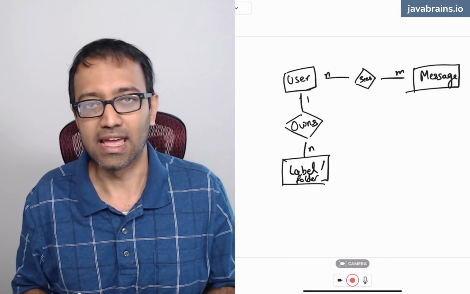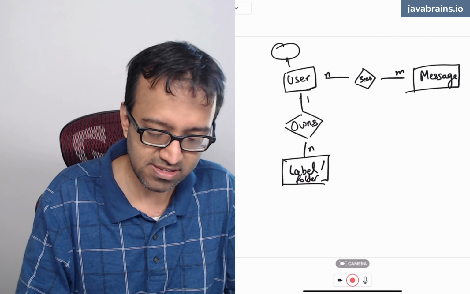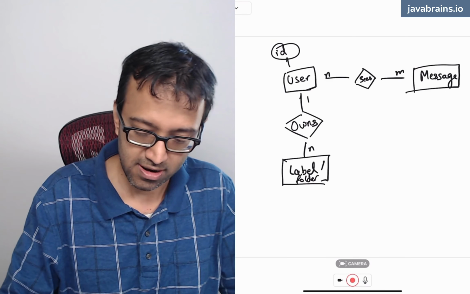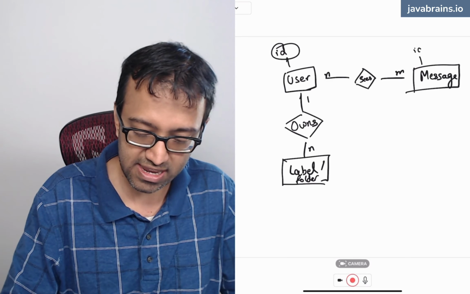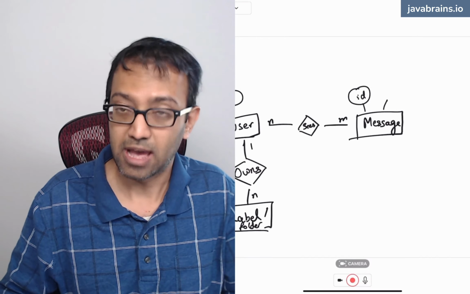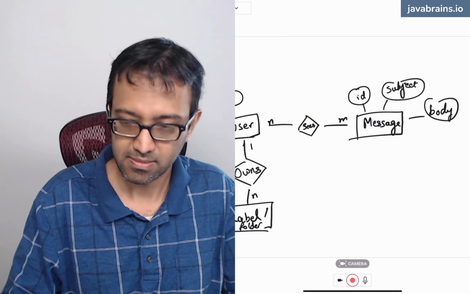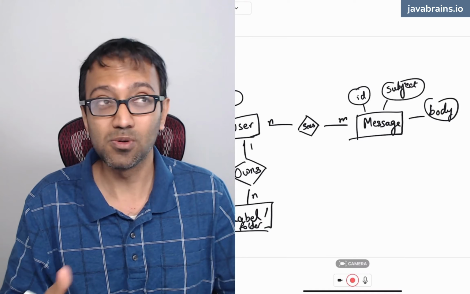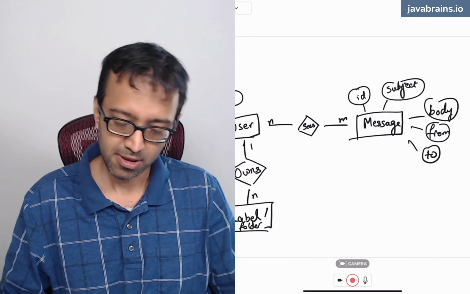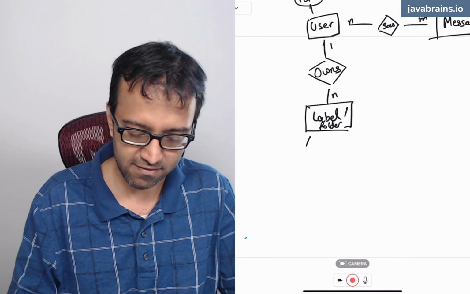Now, each of these entities has properties, and you usually annotate it in the ER diagram with this circle kind of a thing. You have the ID for the user, and then a message has an ID as well. Message has perhaps a subject. It has the body. It'll also need the from and the to, who sent the message and who it was sent to. And then the label can have a name.